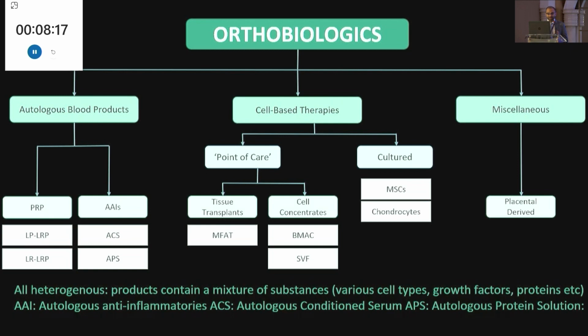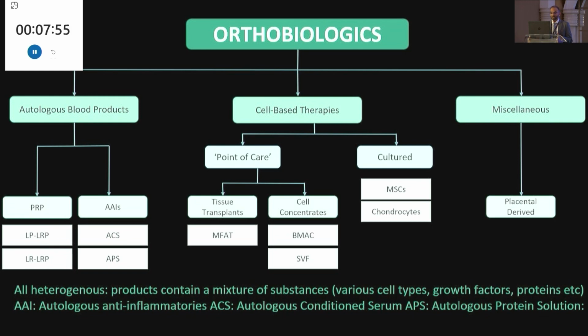But then there's all these things like autologous anti-inflammatories, autologous conditioned serum, autologous protein solutions. And I know some of these companies have sponsored this meeting. So just to be aware that these do come under these blood products. Then there's cell-based therapies, BMAC, etc.